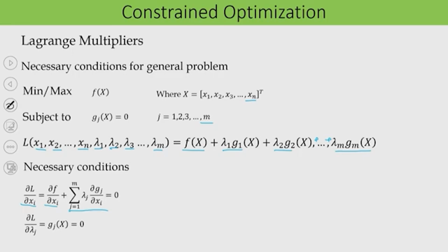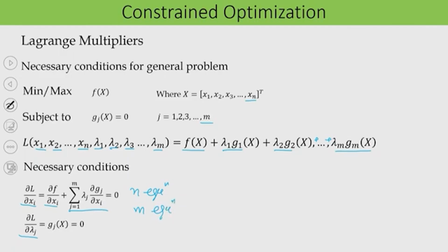So, it is a summation of j equal to 1 to m lambda j del g j by del xi. This is the derivative with respect to xi, and then the derivative with respect to lambda, that is del L by del lambda j, which is equal to g j x equal to 0. So, how many equations are we getting? We are getting a total of n equations from the first set, and here we are getting a total of m equations.